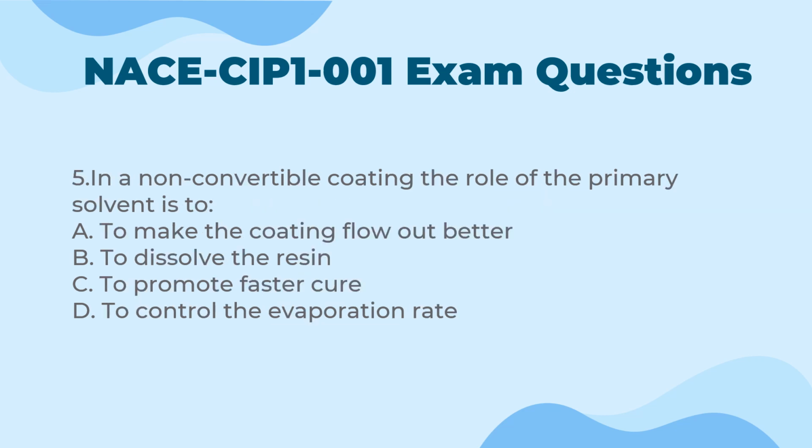5. In a non-convertible coating, the role of the primary solvent is: A. To make the coating flow out better. B. To dissolve the resin. C. To promote faster cure. D. To control the evaporation rate.